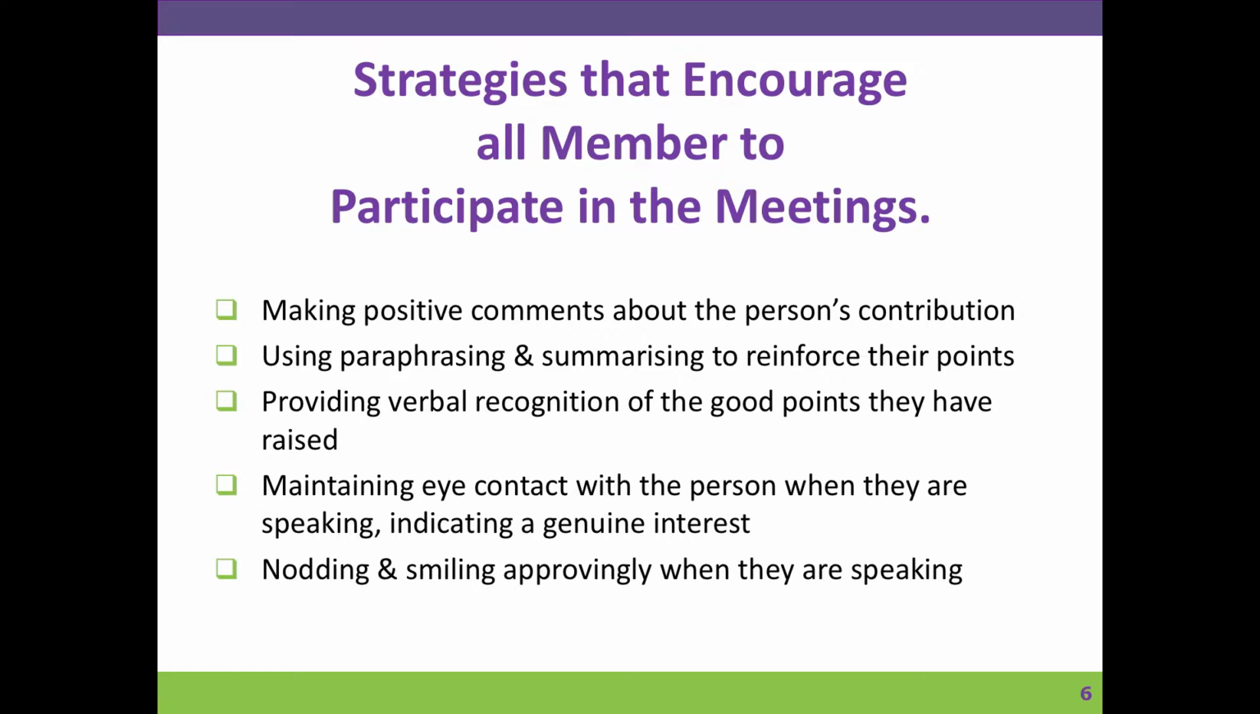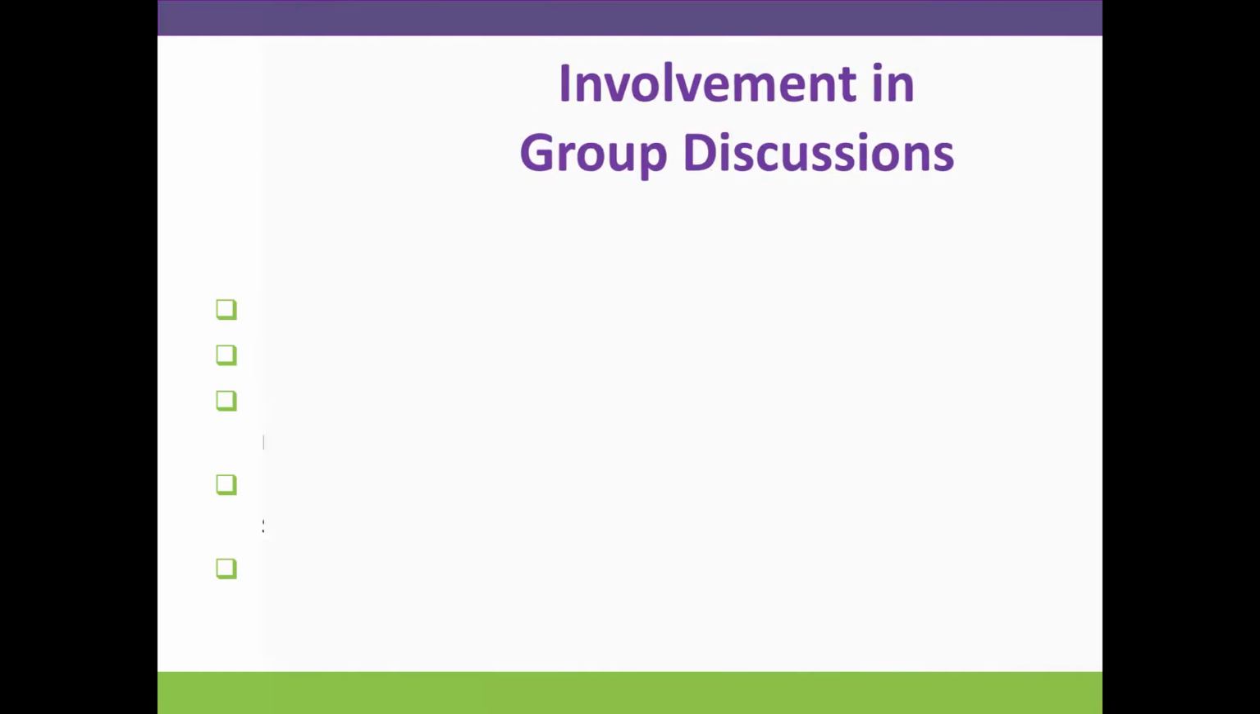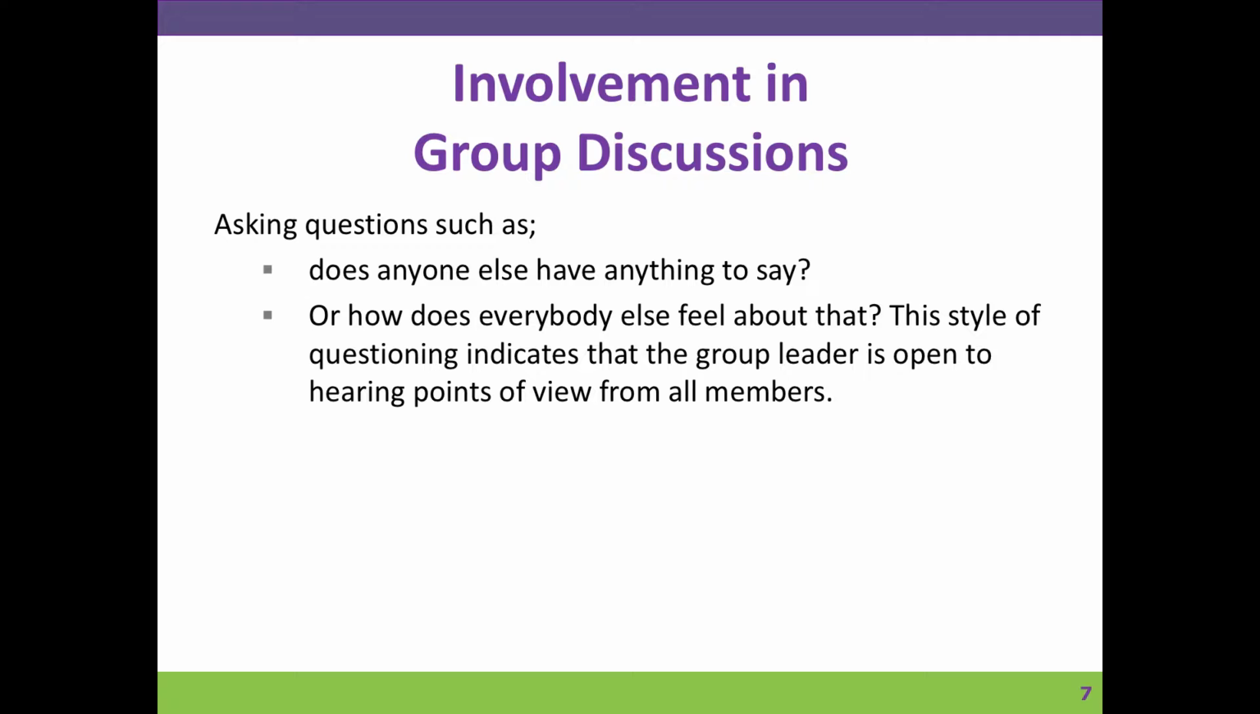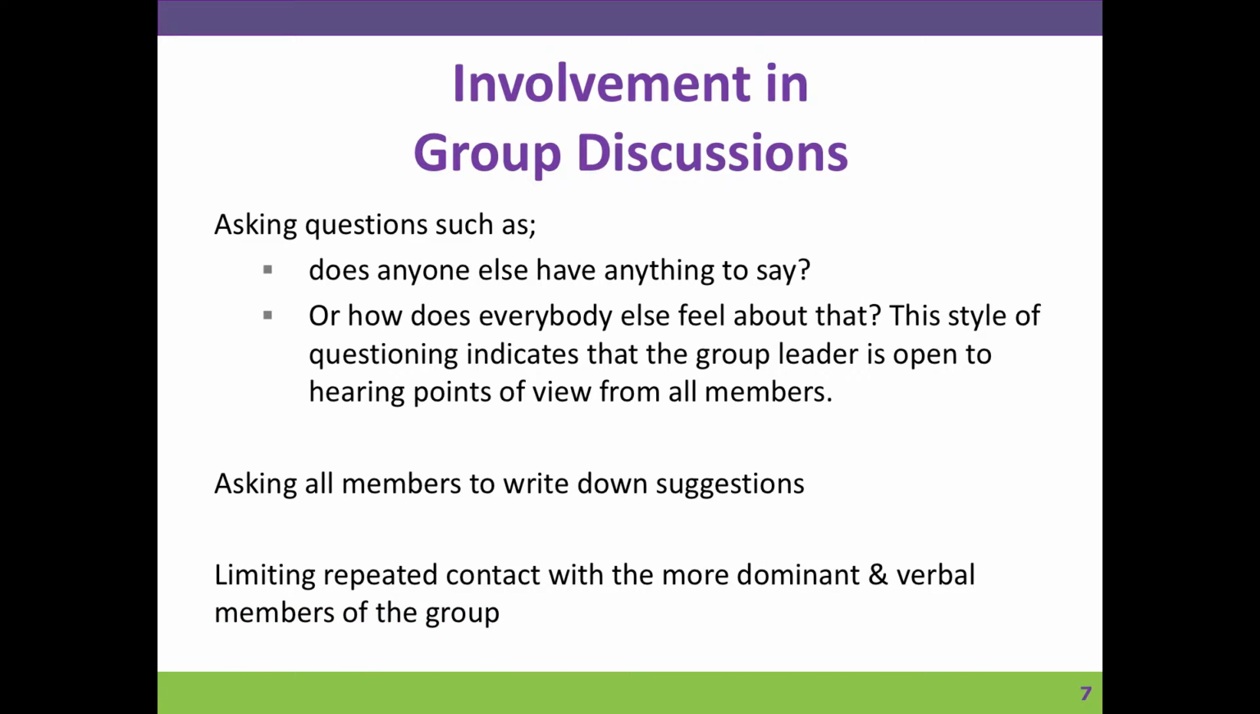There are many other ways that the chairperson of the meeting can draw group members into the discussion. They can do this by asking questions such as, does anyone else have anything to say? Or, how does everyone feel about that? This style of questioning indicates that the chairperson is open to hearing points of view from all members. They can also ask all members to write down suggestions. This works especially well when people don't feel comfortable speaking up in front of a large group at a meeting. And they can limit repeated contact with the more dominant and the more verbal members of the group.